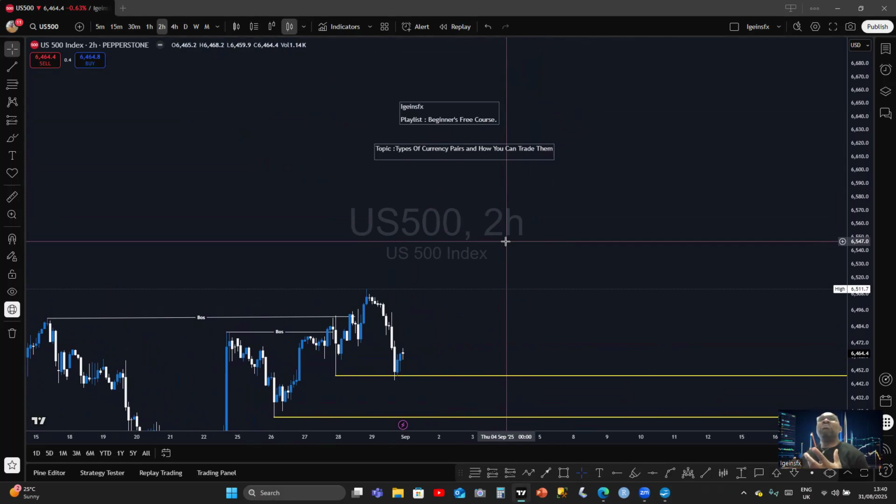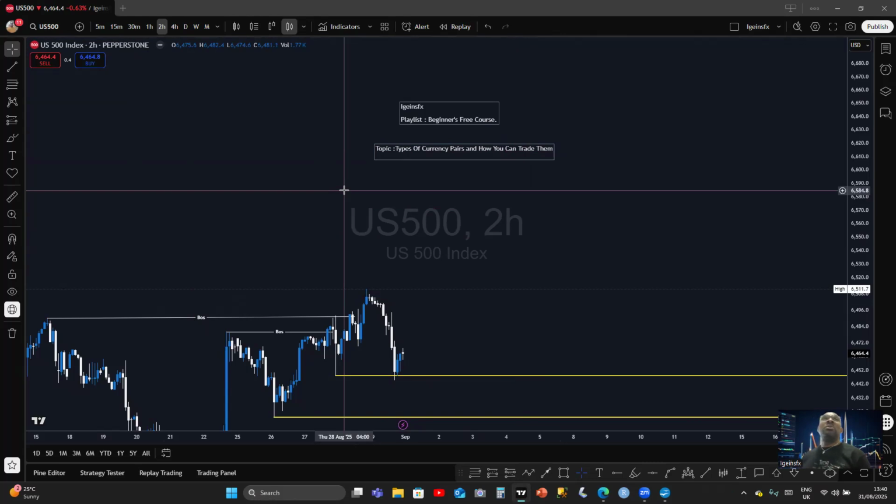Like Euro USD, GBP USD, or GBP JPY, or Euro JPY, or US 500. You can see it here, the US 500, or you can trade gold USD, Euro USD, Euro JPY, and others.